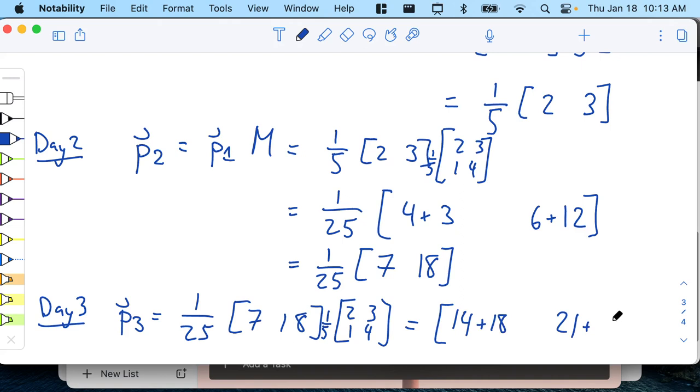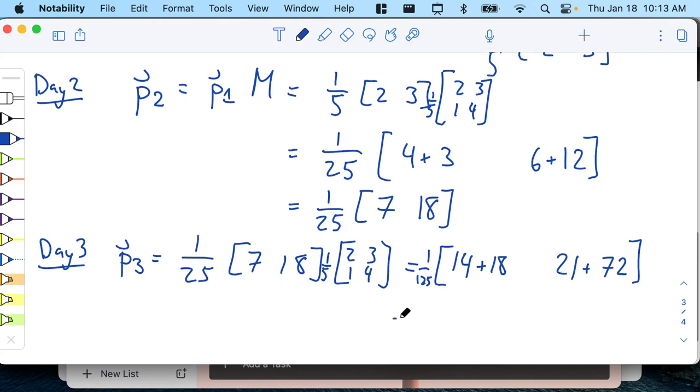Is that what I want? Yeah, 4 times 18. I guess that's a little bit less than 80. It's like 72. Okay. All right. And it's all times 1/125. Okay. And we can scroll down a bit. 14 plus 18 is where this number, 32, comes from. That is the answer.